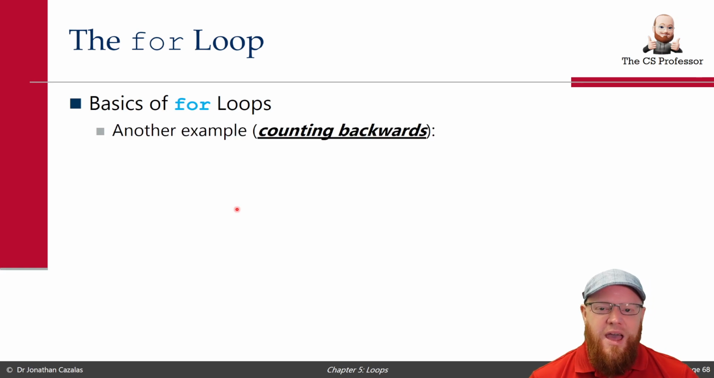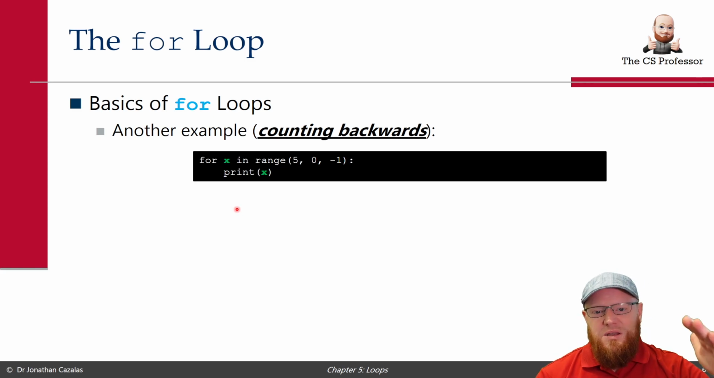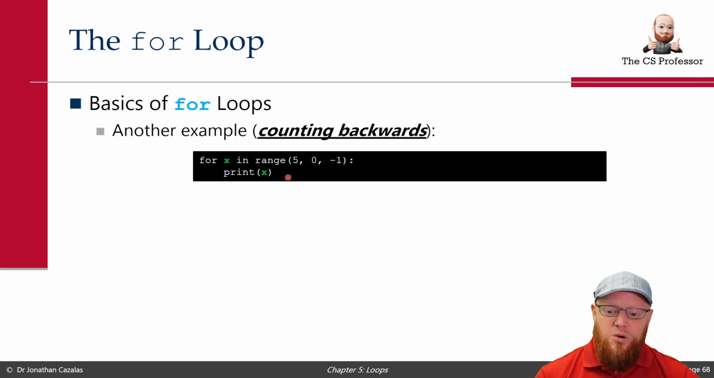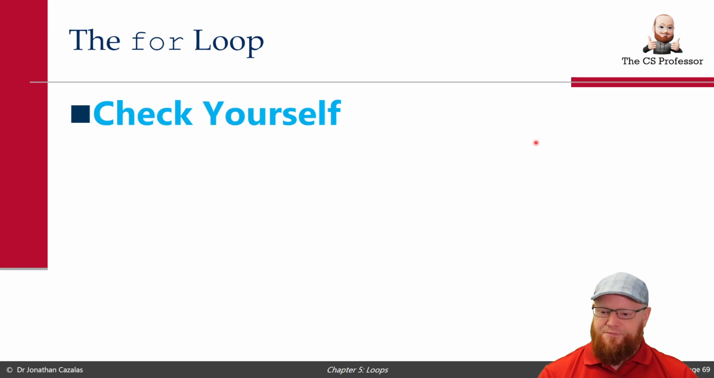So with that in mind, how would you count backwards? What if you wanted to count backwards? And here's the answer. We simply make that step size negative. This goes from 5 all the way down to 0, but not to 0. We're not going to do that final iteration when x becomes 0, but now the step size is going down. So the output here would be 5, 4, 3, 2, 1.